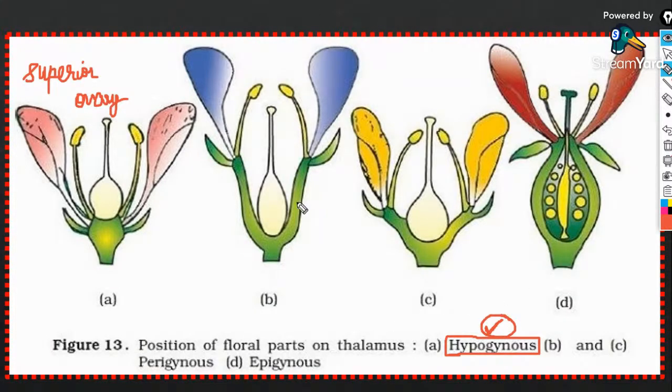Yes. Look at the second case. The gynoecium is half inferior, right? The gynoecium is half inferior.